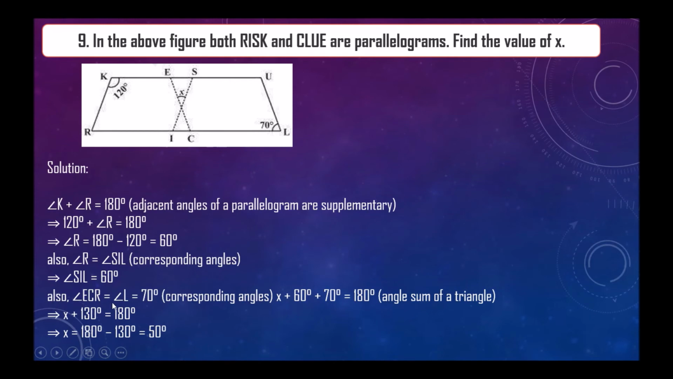Angle ECR equals angle L, that is 70, that is corresponding angle. So x plus 60 plus 70 equals 180, sum of angles of a triangle. So x equals 180 minus 130, that is 50 degrees.